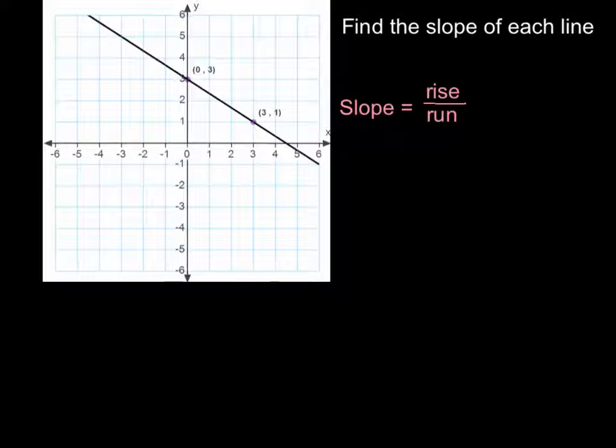So what we're going to need to figure out is how high we go divided by how far we have to go. So we can take the y values, subtract them to figure out how far we go up, because y measures how far up we go, and x measures how far across we go.